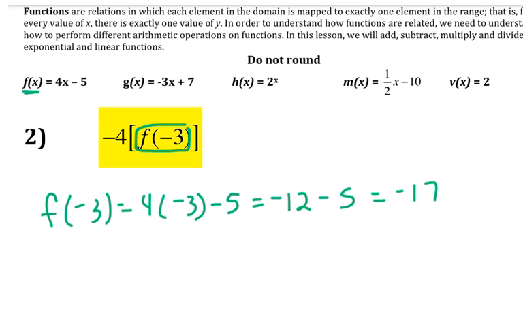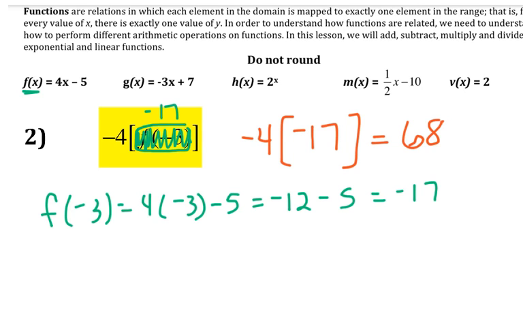So what I'm going to do is rewrite this, except instead of what's inside here, I'm just going to write negative 17. So I'm going to have negative 4, and then my brackets act as parentheses for this type of problem. So negative 4 times negative 17, and that gives me positive 68. So my answer for negative 4 times f of negative 3 is 68.